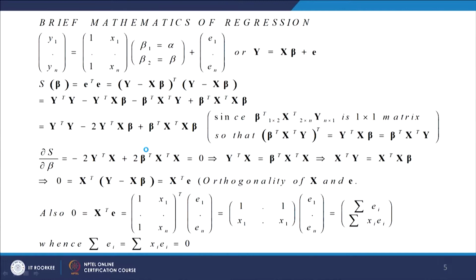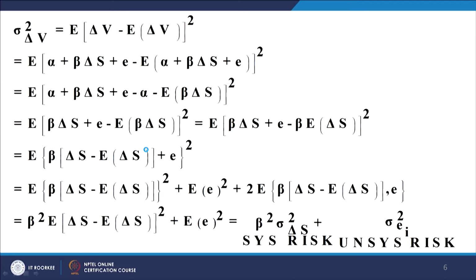I have reworked out this optimization without using matrices for the convenience of some of the viewers who may not be accustomed or familiar with the use of matrices. Therefore, I have retained both the slides, the previous slide as well as the slide which does not use the matrices. Now the important thing is, as an input, that the covariance between ei and xi is 0.